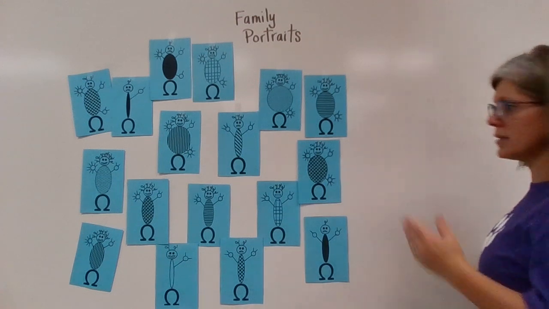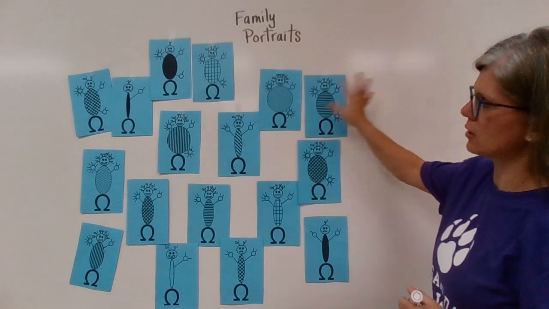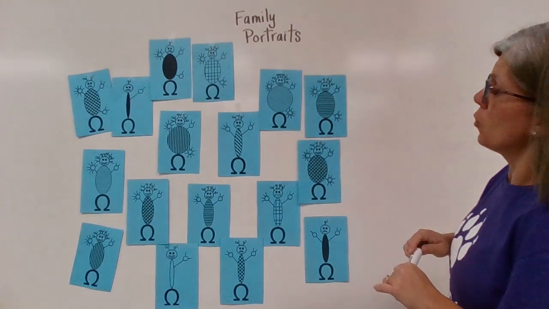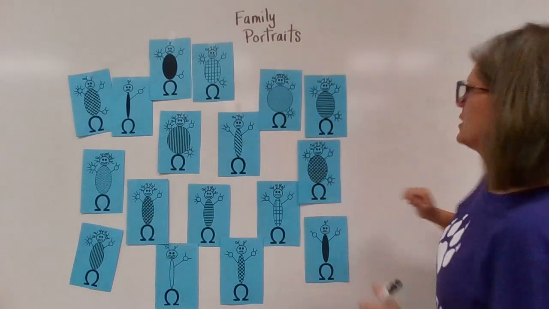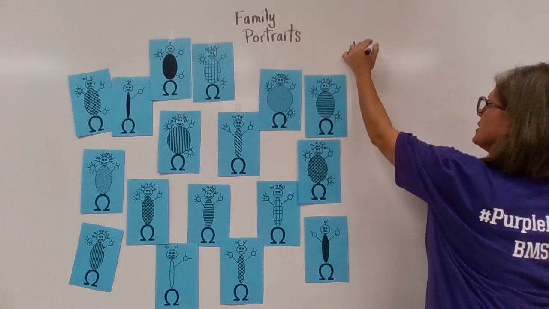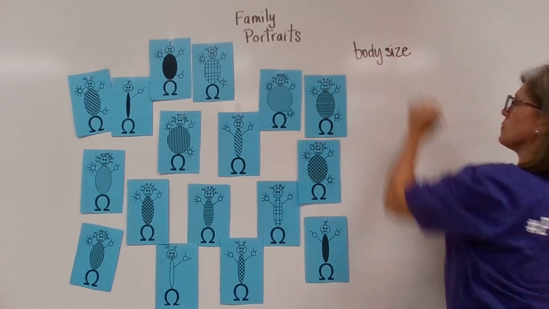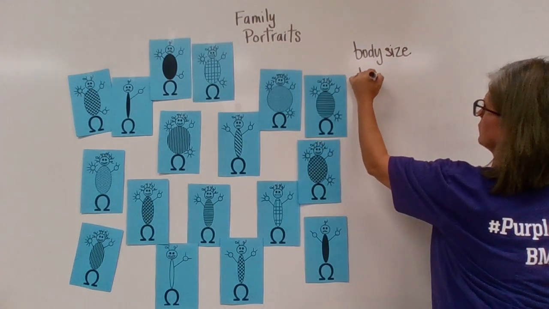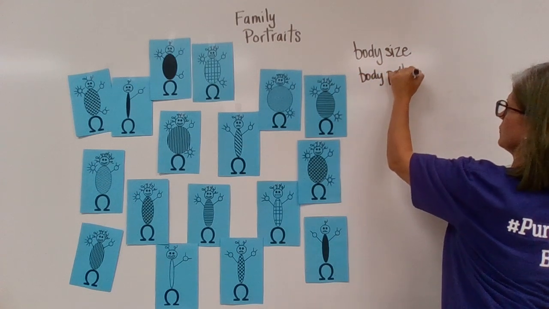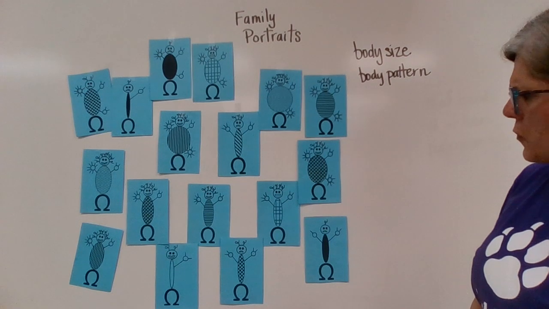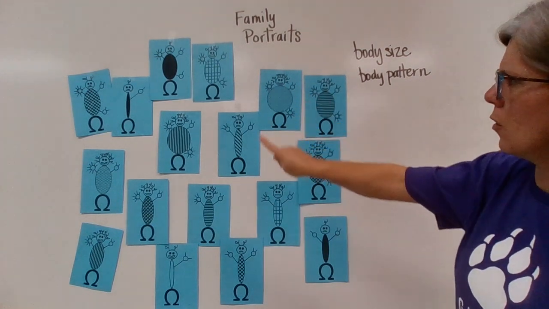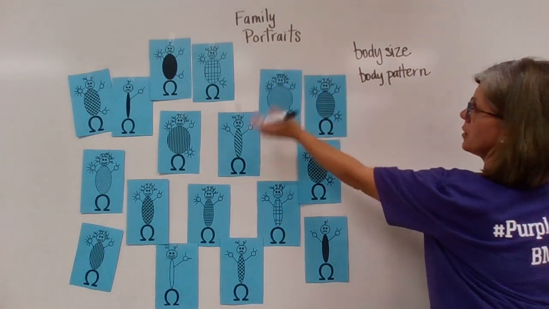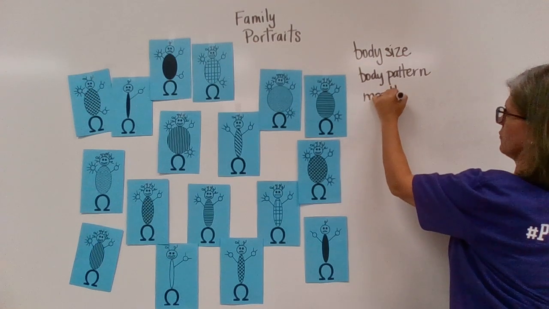Okay, so I'm going to make a list of some things that I see, and we're going to talk a little bit about what those characteristics could maybe mean. One of the things I notice is that each of the bodies has a different size. The bodies also have different patterns. Okay. Another thing that I notice is the smile on each of them, or frown, because some of them do have frowns. There's mouth shapes because they are different.